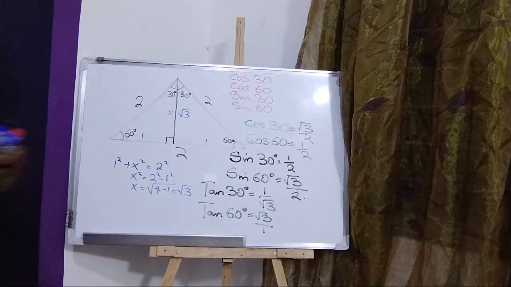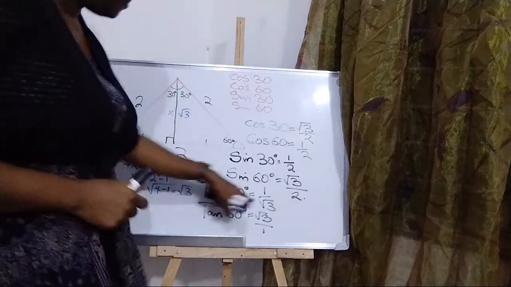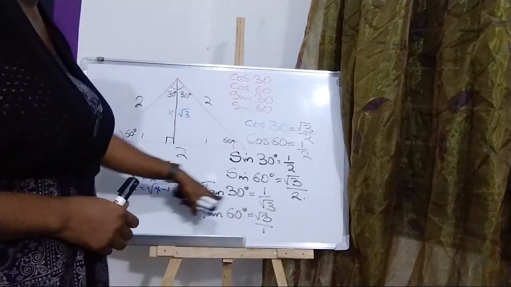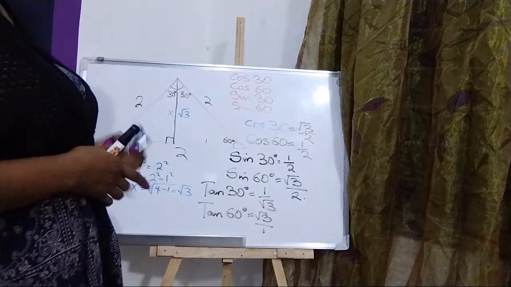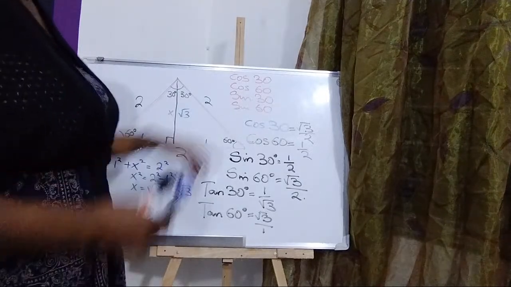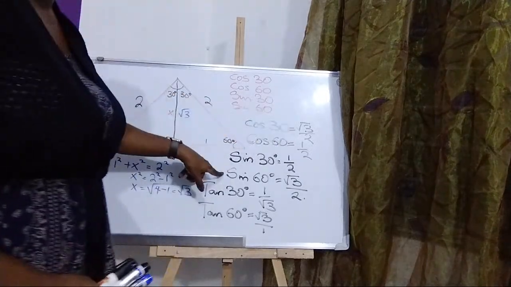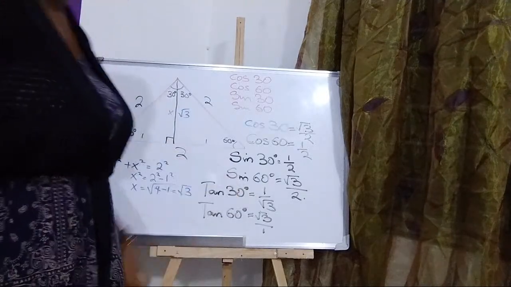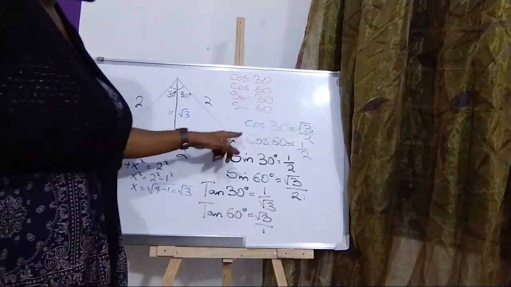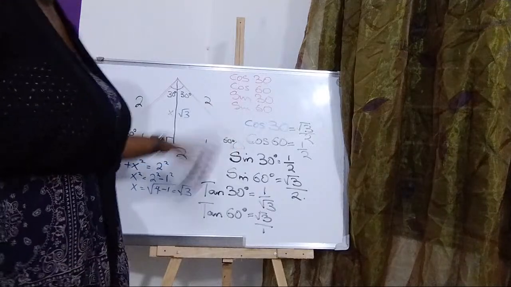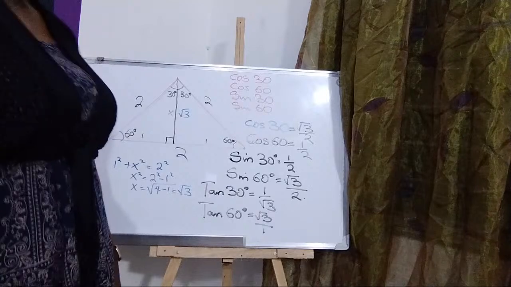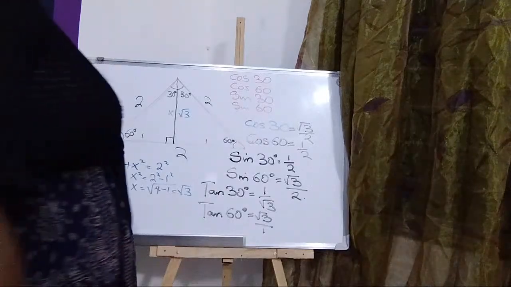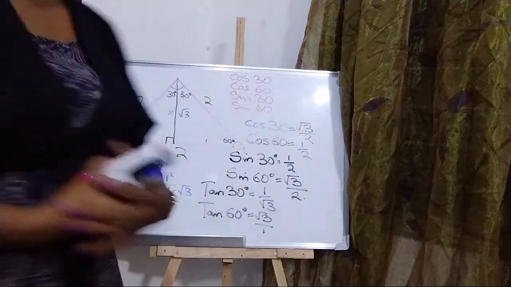So I'm seeing something here. That means tan 30 is the inverse of tan 60. Wow. That means cos 30 is the same thing as sine 60. Wow. That means cos 60 is the same thing as sine 30. Double wow. This is completely amazing.